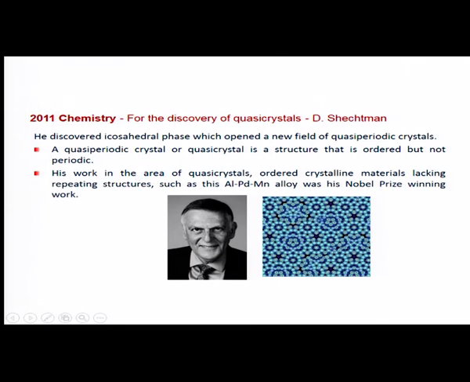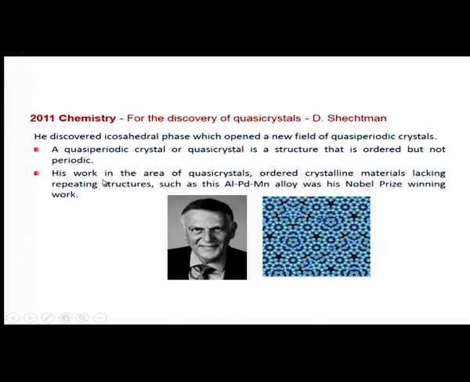The 2011 Nobel Prize in Chemistry went to Shechtman for the discovery of quasicrystals. He discovered the icosahedral phase which opened a new field of quasi-periodic crystals. A quasi-periodic crystal, or quasicrystal, is a structure that is ordered but not periodic. If you look at the crystals we use in X-ray crystallography or single crystal X-ray diffraction, they are periodic, but here the structure is ordered but need not be periodic.